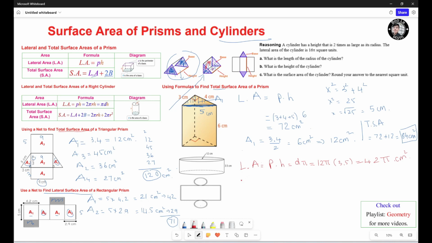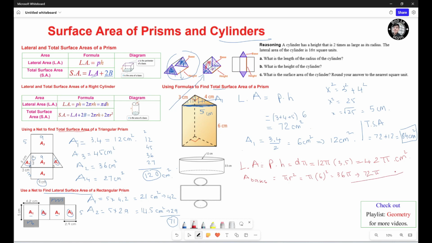Now next we're gonna talk about the area of the two bases. So the area of the bases equals pi r squared. The diameter equals 12, so the radius should be 6, so it's 6 squared, which is 36 pi. Since you have two bases, it should be 72 pi.